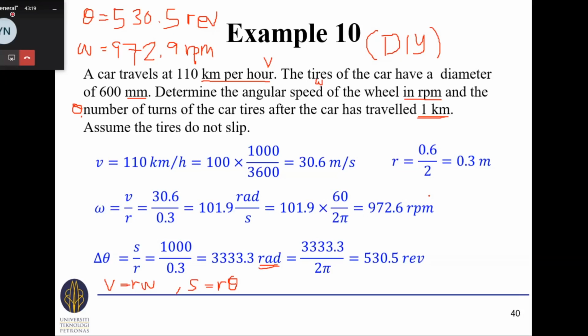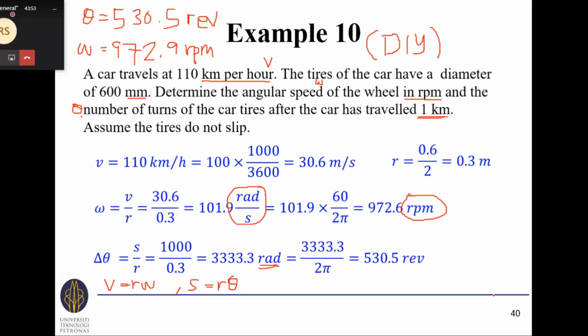Why, after omega equals V over R, at the end we get 101.9 radian per second? What does the 60 over 2 pi stand for? Because your answer now is in radian per second, and we are finding revolution per minute. So you have to convert it. Second to minute, you have to times 60. Then radian to revolution, you have to divide by 2 pi.